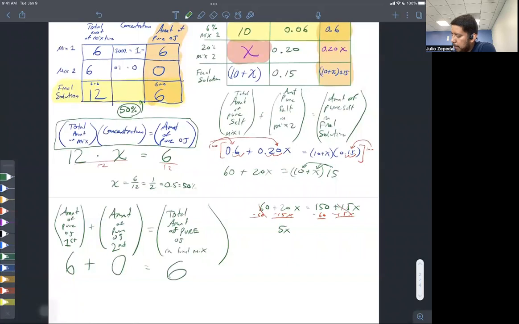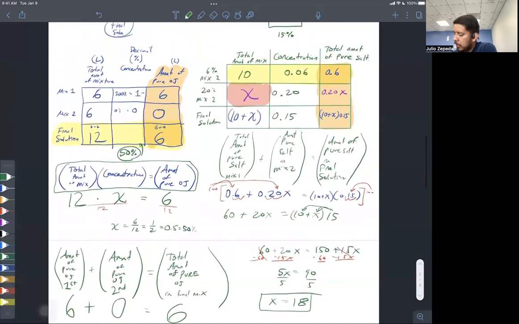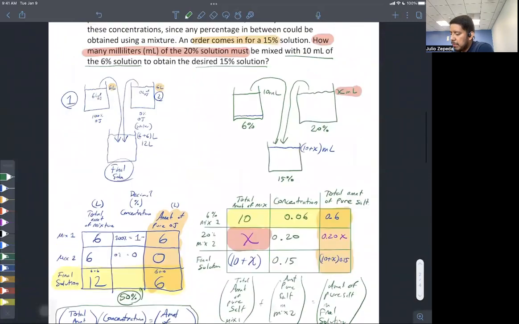And so we get 5x equals 90. And if we divide by 5, x is equal to 18. Now, what is x? If we go back to our problem here, we defined x to be the total amount of the second mixture. And that's exactly what we wanted, right?